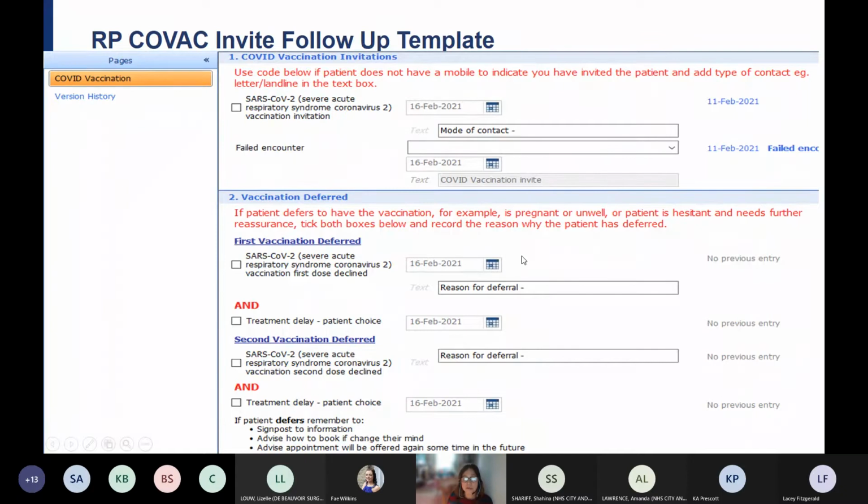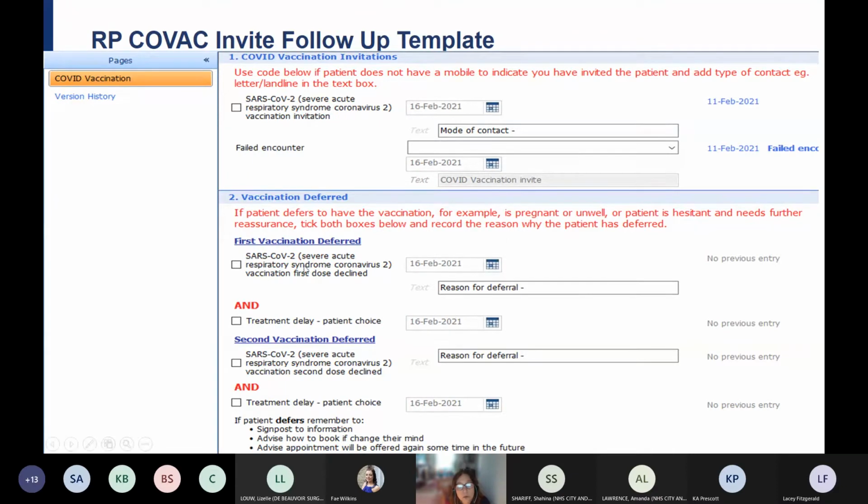For vaccination deferred, if the patient defers having the vaccination, for example they might be unwell, they might want it a bit later, or they might want to talk to their family, we're saying code them as declined because they have declined the dose. But again, in reason for deferral, that'll be the associated text, and you might just put in patient unwell, or patient needs to talk to their family. So we can write you searches to identify.